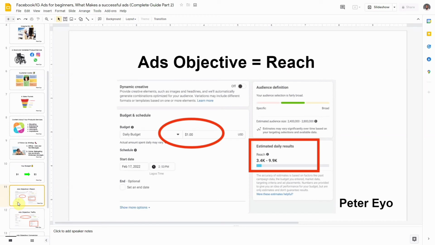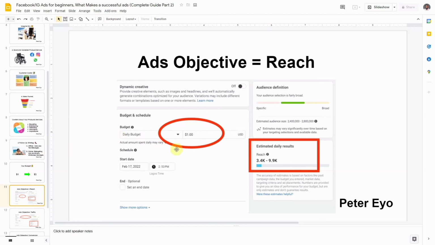The ads objective here is reach. This is where you are going to show your ads to people within the Facebook platform. That means they are within the Facebook platform. You're not sending them either to your website or maybe to your WhatsApp. They remain on the Facebook platform.